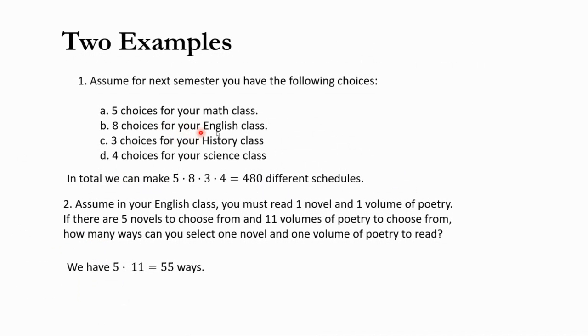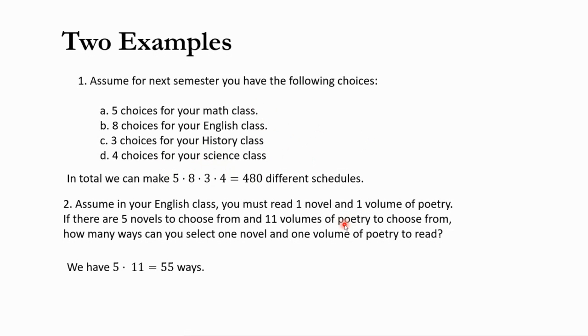Well, again, a schedule would be a math class, an English class, a history class, and a science class, right? So then you would have one from this category, one from this category, one from here, which would be, by the counting principle, 5 times 8 times 3 times 4, which is 480 different schedules you can make. Again, it's just the counting principle. That's good, because I would not want to list 480 possible outcomes. So that's one example. Here's another one.